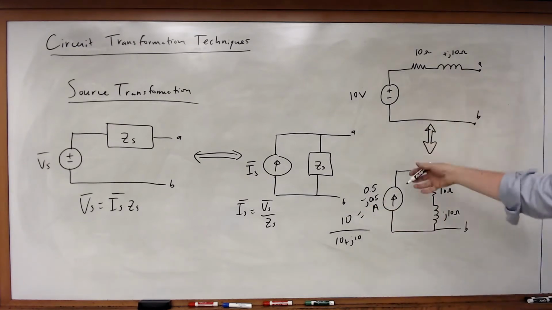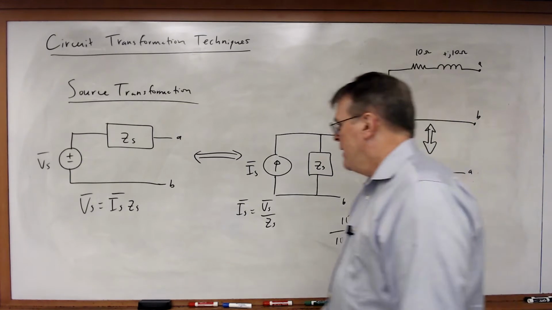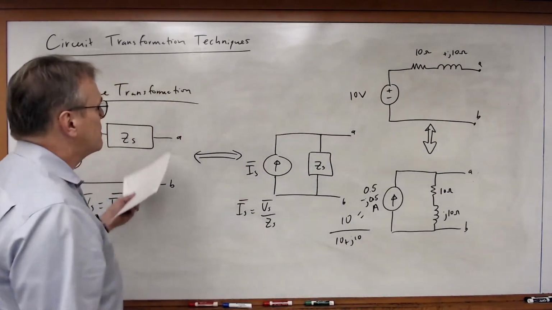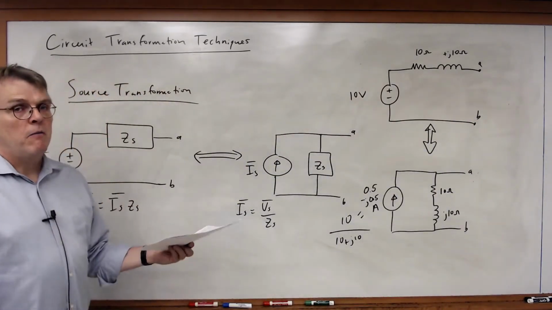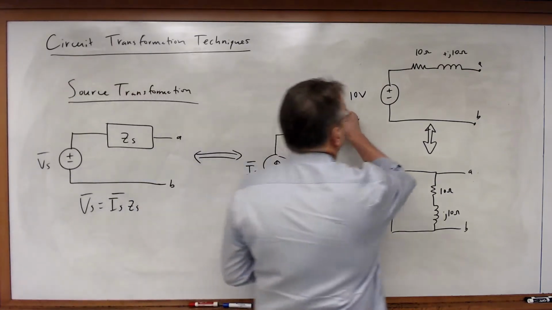So here's our simple source transformation example. As we can see, there's nothing here that is surprising, exactly the same technique. We're just now doing it with complex numbers. Now, of course, along with this source transformation, we have more sophisticated techniques, Thevenin's Theorem and Norton's Theorem.